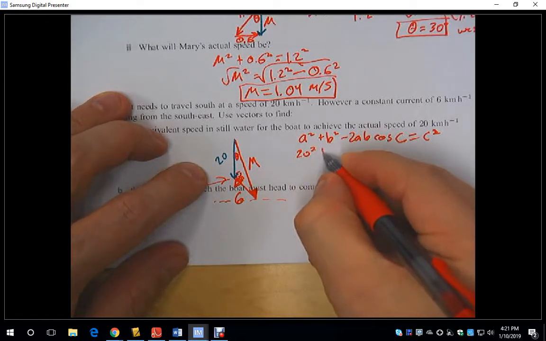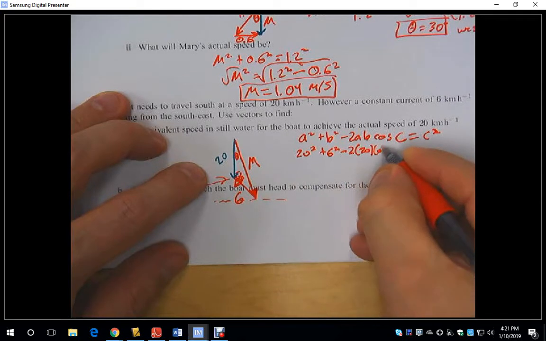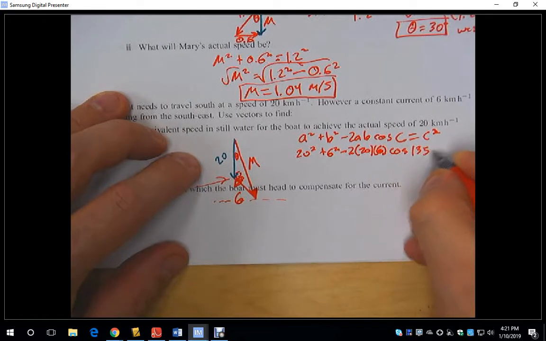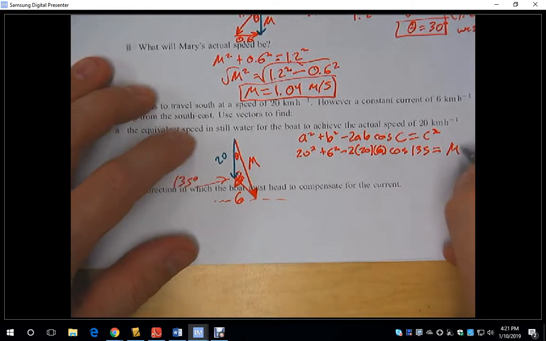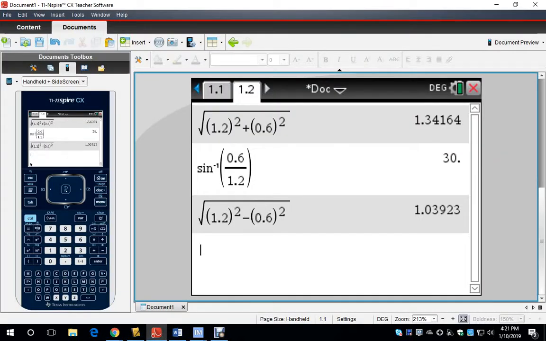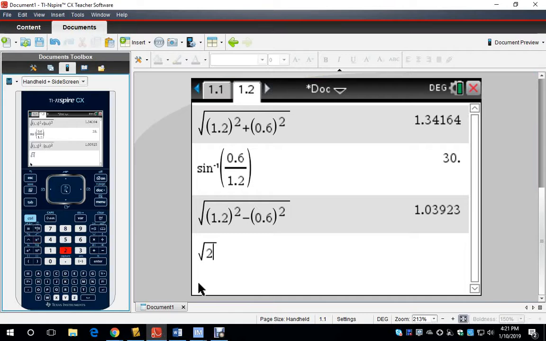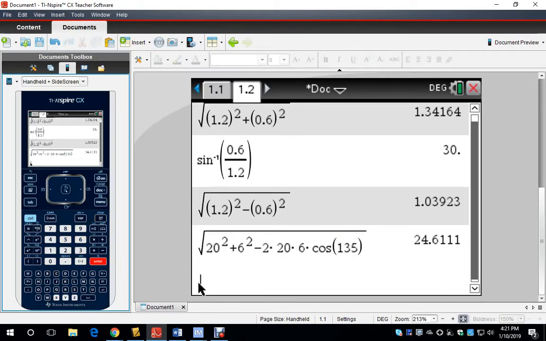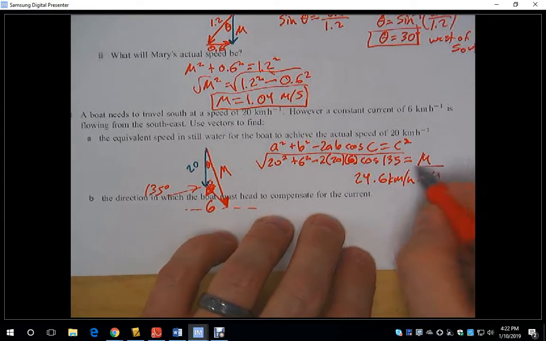So I have 20 squared plus 6 squared minus 2 times 20 times 6 times cosine of 135 degrees equals my magnitude squared. Now I don't want to know the magnitude squared, I want to know the magnitude, so I square root both sides and then throw this whole mess into my calculator: the square root of 20 squared plus 6 squared minus 2 times 20 times 6 times cosine of 135 degrees, and that's going to give me 24.6. My magnitude is 24.6 kilometers per hour. So there you go.